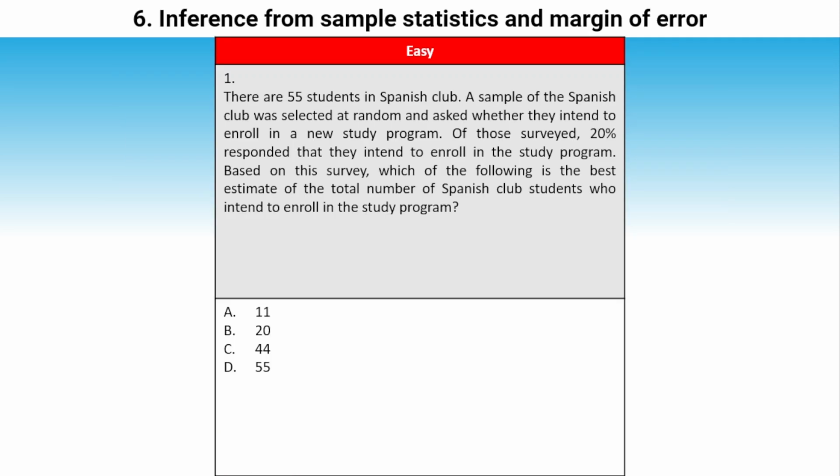So let's move to the next one, that is inference from sample statistics and margin of error. I have to do this in one short video, that's why it's quite difficult for me as well. So let's see this easy question. There are 55 students in the Spanish club. A sample of the Spanish club was selected at random and asked whether they intend to enroll in a new study program. Of those surveyed, 20% responded that they intend to enroll. Based on the survey, which of the following is the best estimate of the total number of Spanish club students who intend to enroll? Very easy, that is 20% of 55. If you solve this, you will get the value 11. So 11 is your answer.